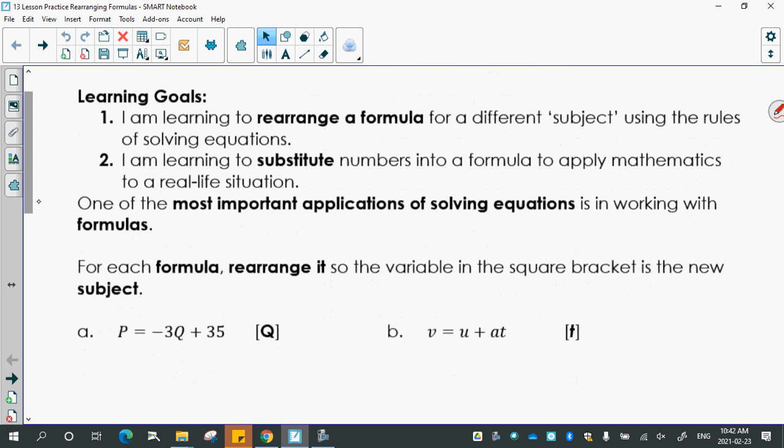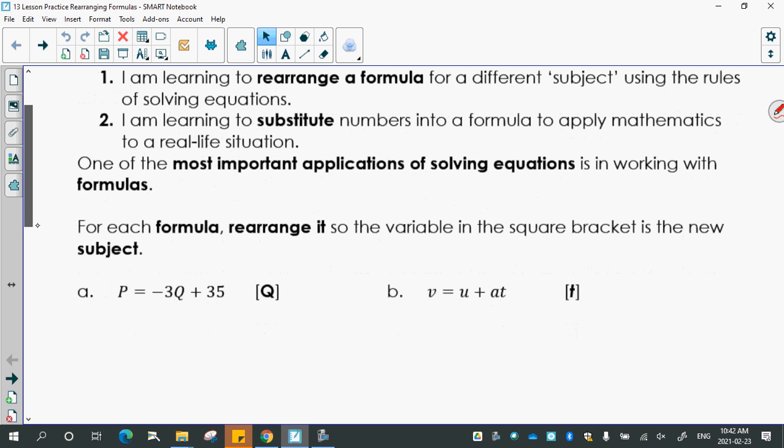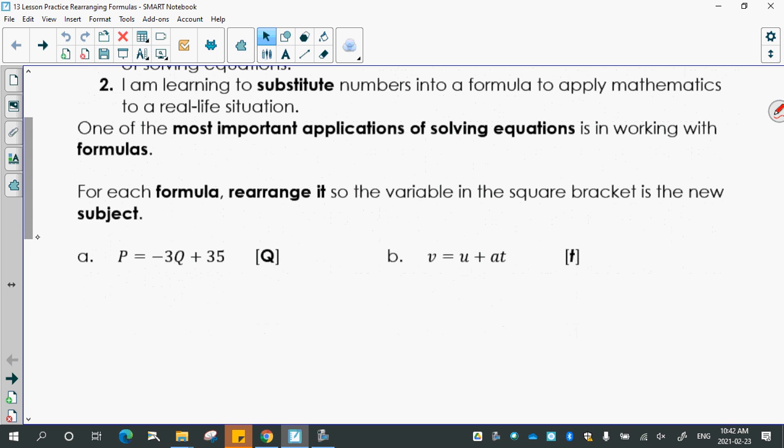So we're going to learn to rearrange a formula for a different subject, using the rules of solving equations, so using algebra. And we're also going to learn to substitute numbers into a formula to apply math to a real life situation. So one of the most important applications of solving equations actually is to work with formulas. So you're learning this for a purpose, and one of the purposes is to be able to rearrange an equation.